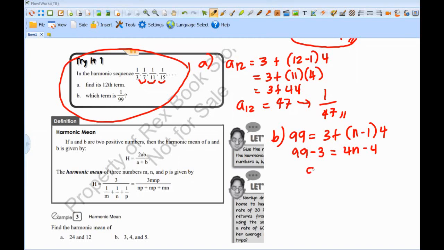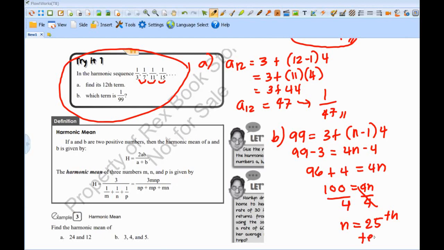So 93 plus 4, 96 plus 4 is equal to 4n. So 100 equals 4n. So divide by 4, n is 25. So this is the 25th term, right? Okay. So it's easy because we just repeated our lesson.